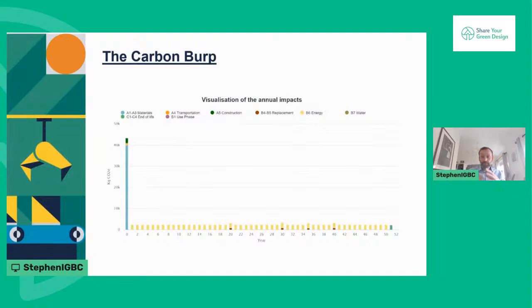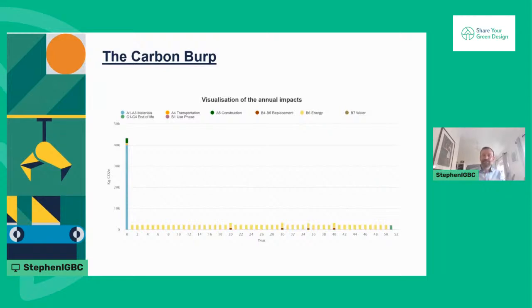So this chart shows those same emissions, but spread out over the lifetime of the building. If we assumed a 50-year lifetime, the yellow at the bottom there is your annual electricity use. That's what you'd see on your bill. But it's this big burp at year zero that's the elephant in the room.